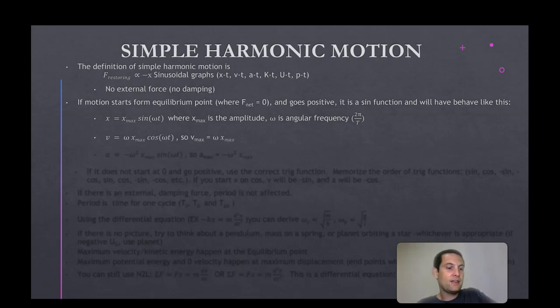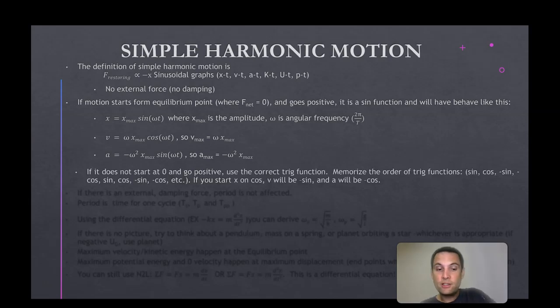Taking the derivative of that gives us velocity equals omega times x max times cosine omega t. So our V max equals omega times x max. And then A, our acceleration, equals negative omega squared times x max times sine omega t. So the amplitude of an acceleration versus time graph is omega squared times x max.